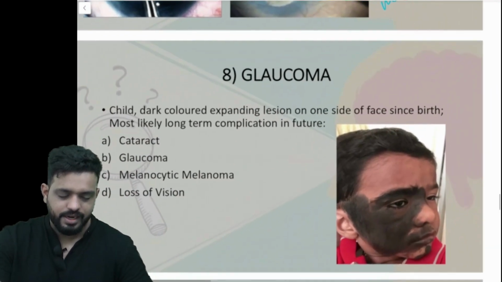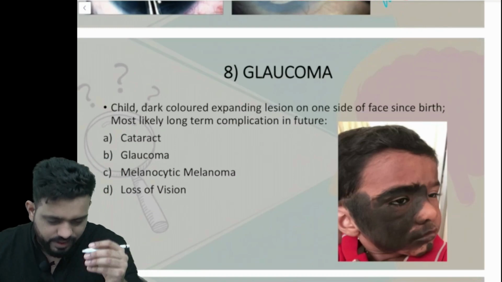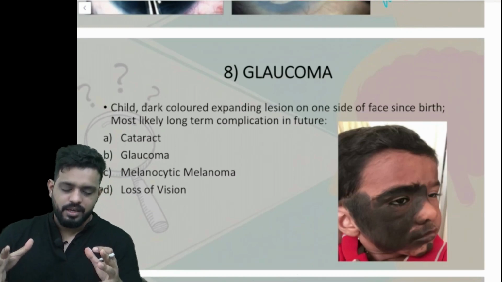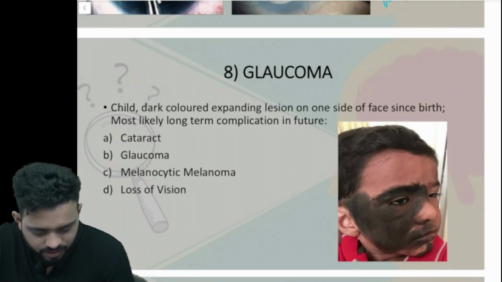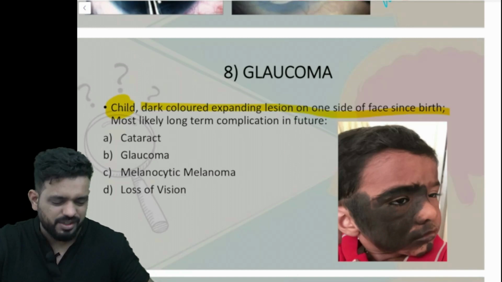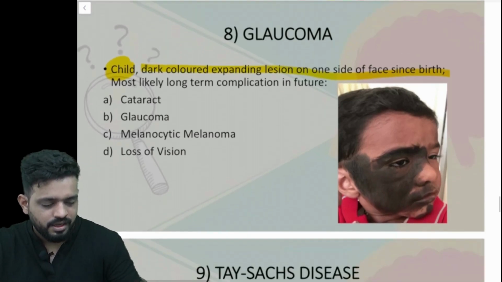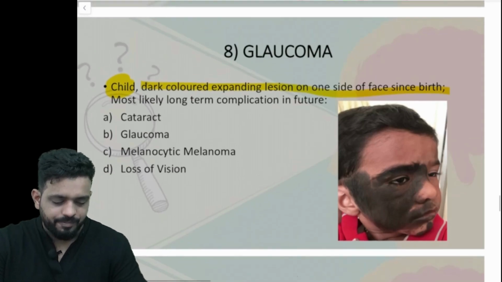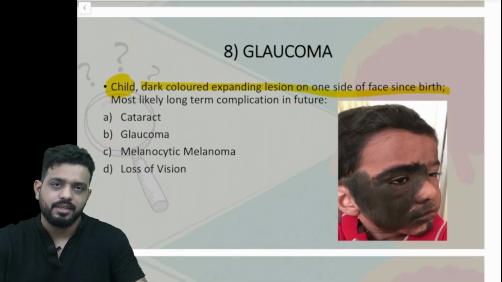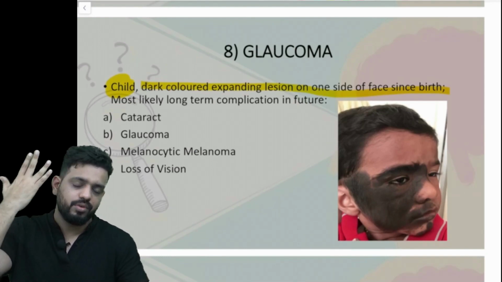So next, the eighth question was, there was a child. Again, that is the catch point. Always, age is a very big catch point. Age, gender, so always pick it up. There was a child with a dark colored expanding lesion on one side of the face since birth, something like this, according to what I have recalled from the students. And what could be the most likely long term complication? This is on the face, outside the eye, over the eyelid.